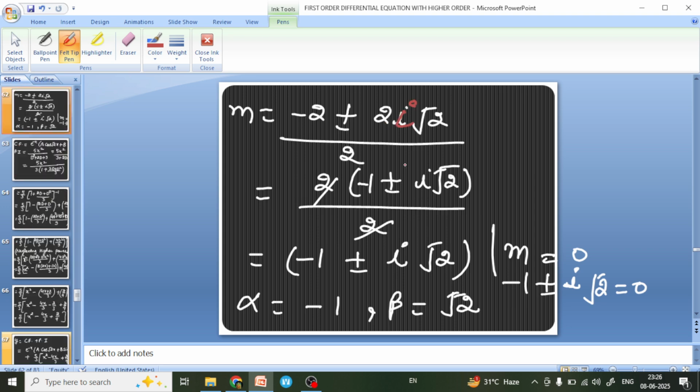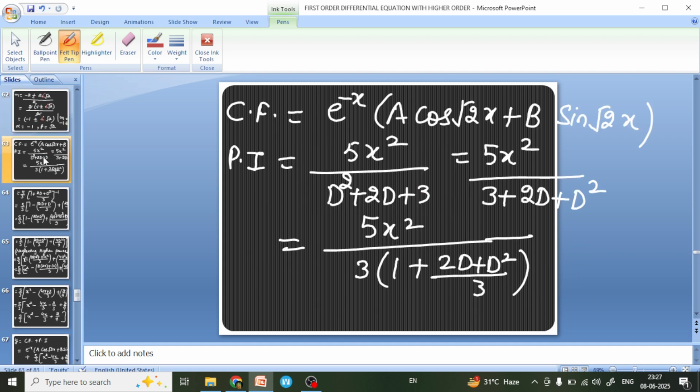This is iota, not I, it is iota. After solving this, we will find alpha is equal to minus 1 and beta is equal to root 2. And CF is equal to e raised to power minus x, a cos root 2 x plus b sin root 2 x, and PI is equal to 5x squared over D squared plus 2D plus 3.